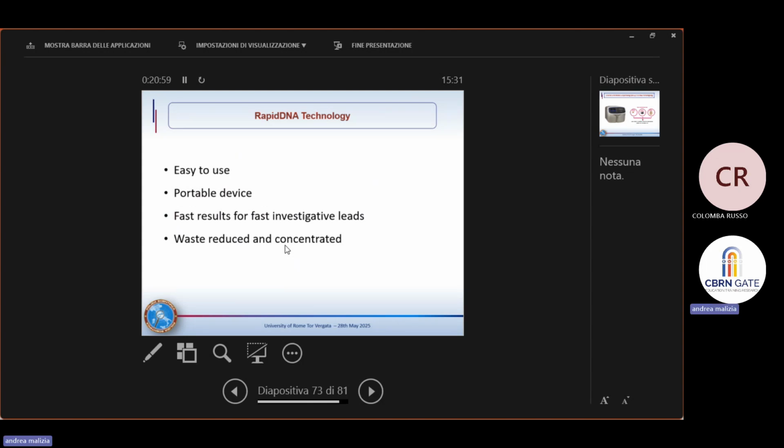This instrument is easy to use, portable, and gives fast results for fast investigative leads, and also reduces the backlog.